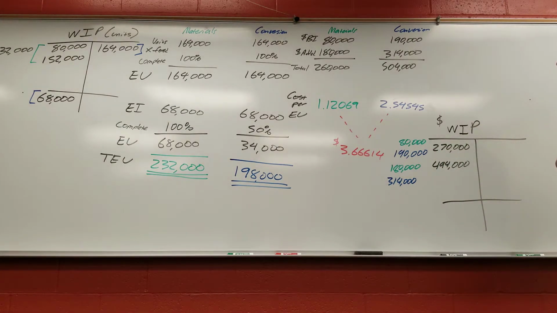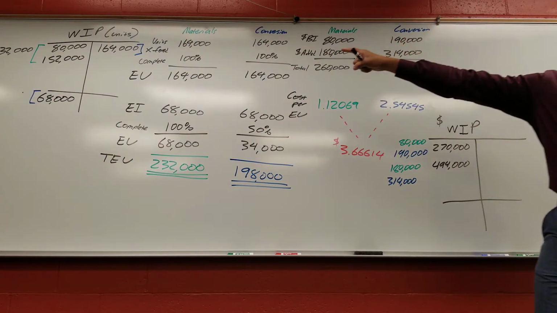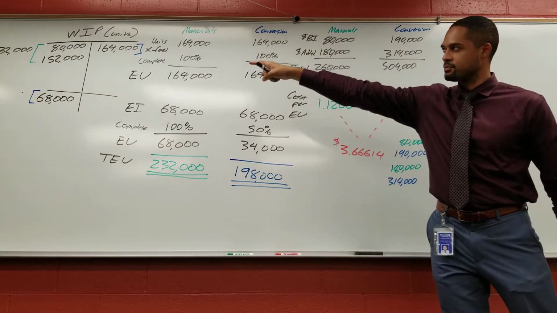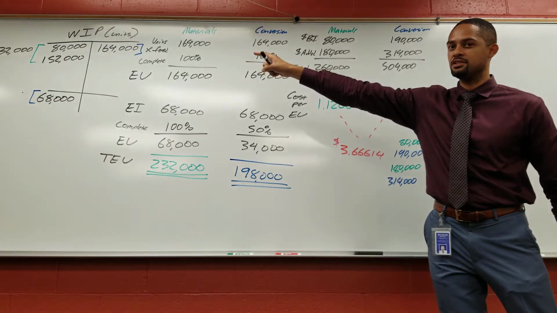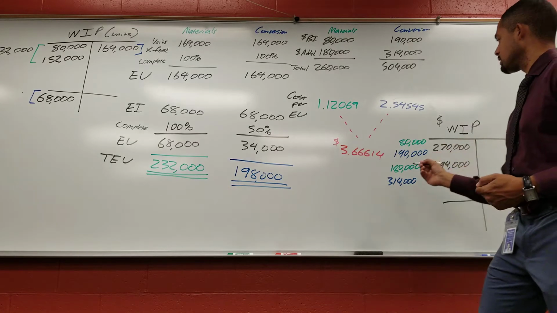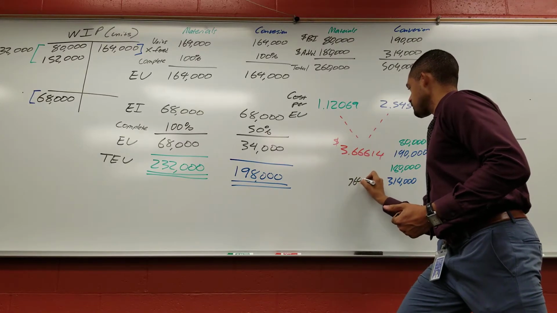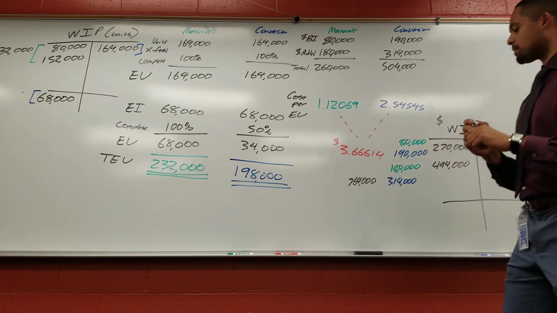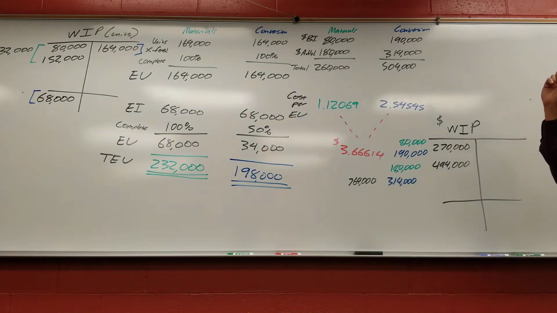Not bad. Now we can take the total cost to account for. We have $270,000 in beginning, $494,000 for added, which gives us a grand total of $764,000. $764,000 to account for. Now we move forward.